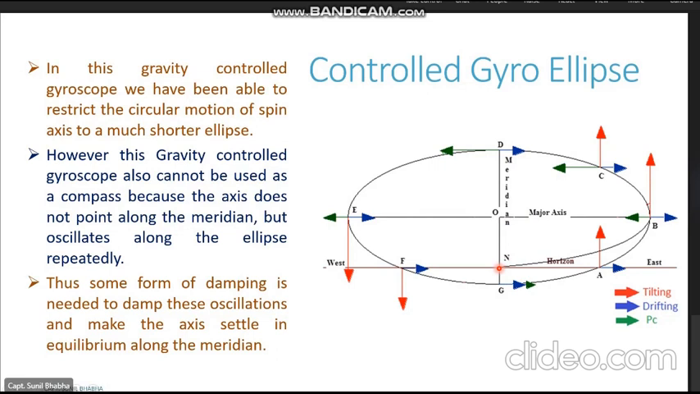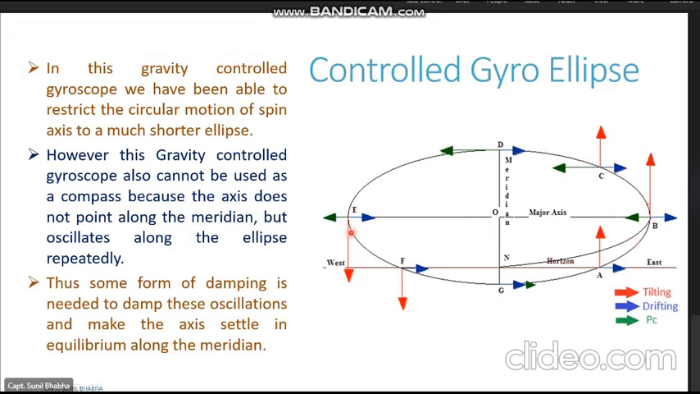Now what we need after this is some form of damping. You see, this is oscillatory motion now. We have an oscillatory motion. Now, one good thing which we have achieved is, irrespective of wherever our gyrostar is, the spin axis is not going to follow the gyrostar.